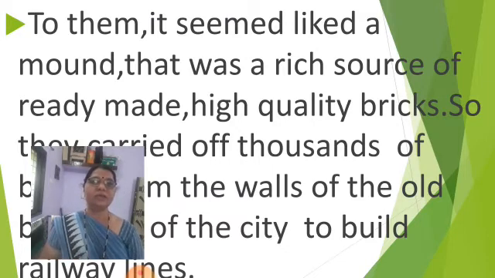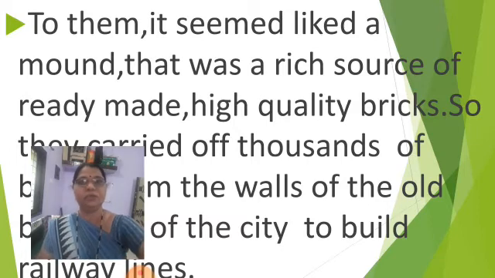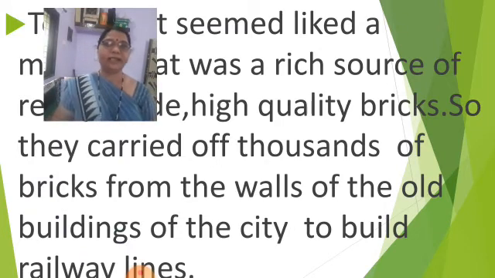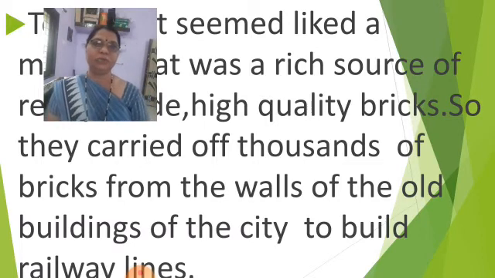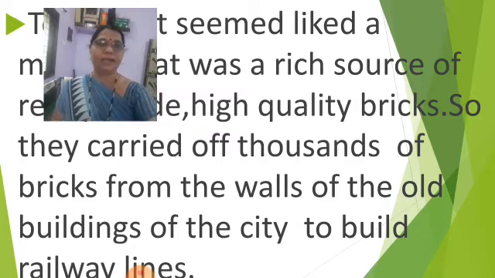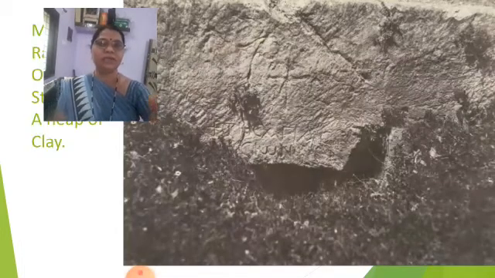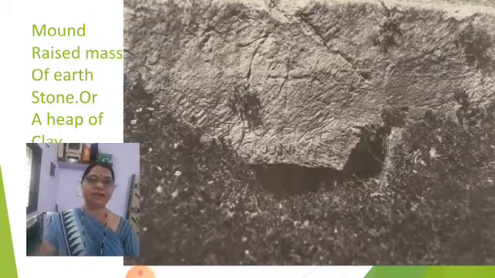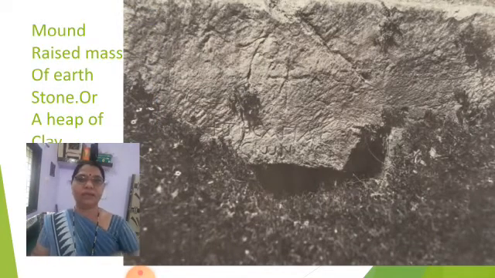Whenever they saw such high-quality bricks, they took them out and used them. So they carried off thousands of bricks from the walls of the old buildings of the city to build railway lines. Because they were digging for the railway line, they found such a mound, and afterwards they took out the bricks and used them to build the railway lines. Now see the picture of a mound. Here mound means a raised mass of earth, stone, or a heap of clay.